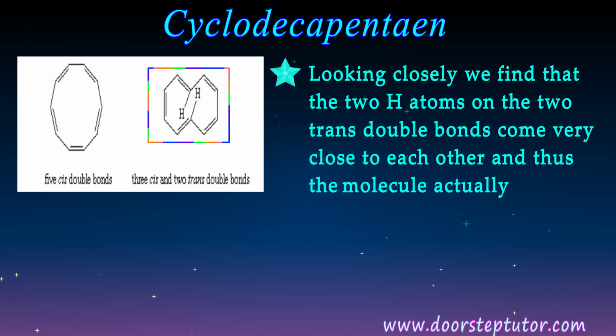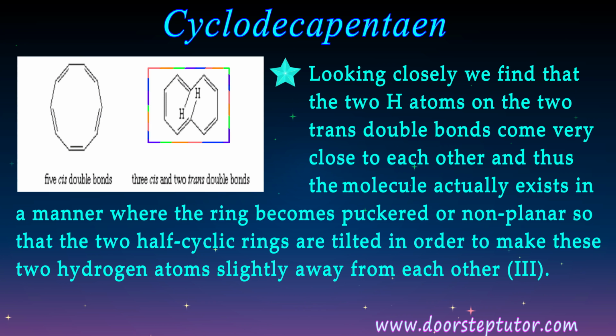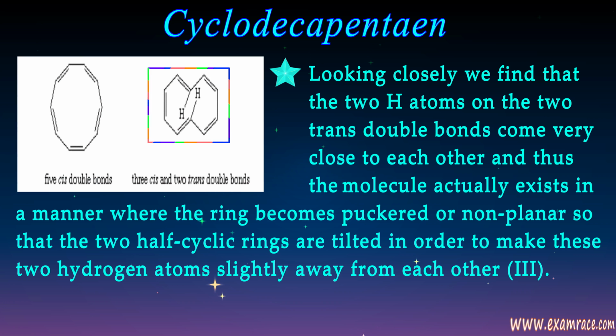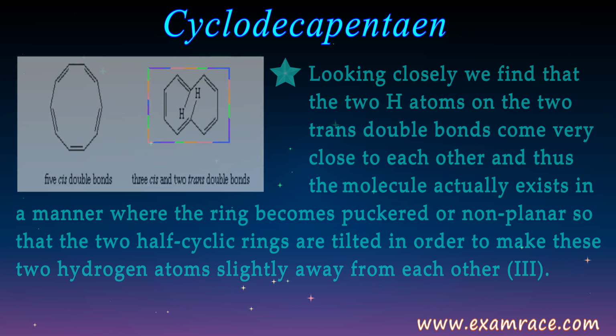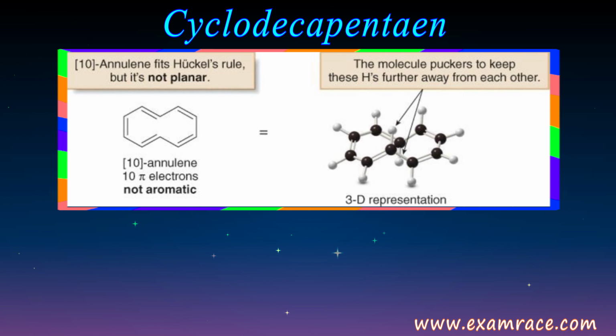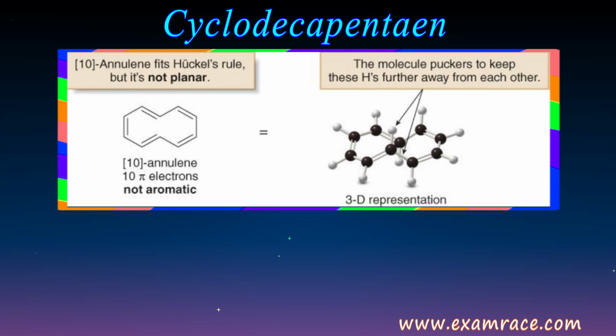If we look closely, we will find that the two hydrogen atoms on the 2 trans double bonds come very close to each other, and thus the molecule actually exists in a manner where the ring becomes puckered, or we can say non-planar, so that the two half cyclic rings are tilted in order to keep these two hydrogen atoms slightly away from each other. I'll show you this condition in this picture. Here you can see the molecule puckers to keep these hydrogens further away from each other. So this picture is not planar.